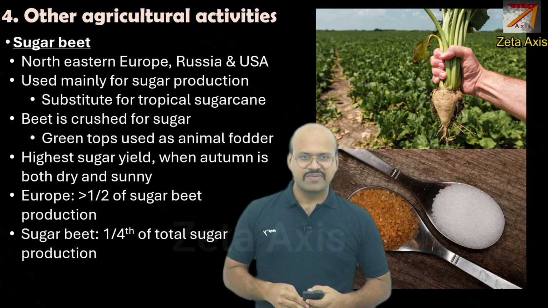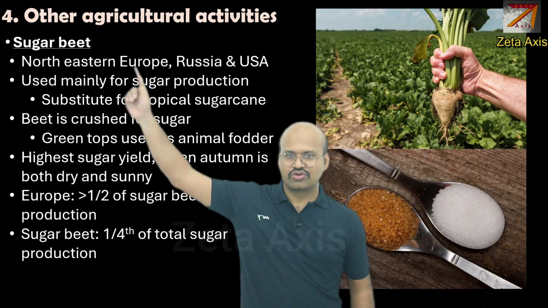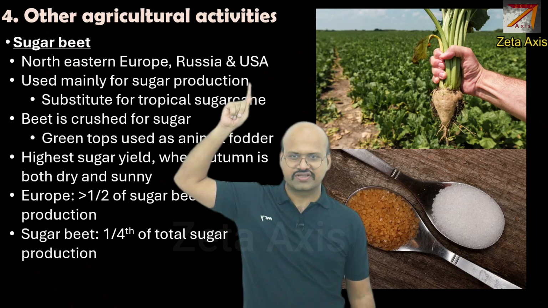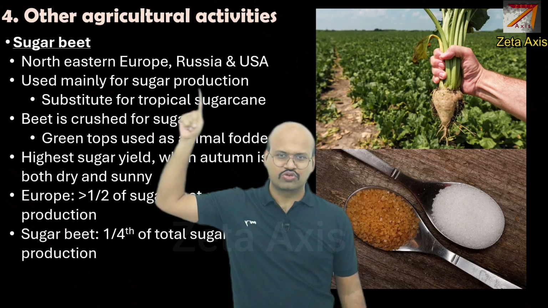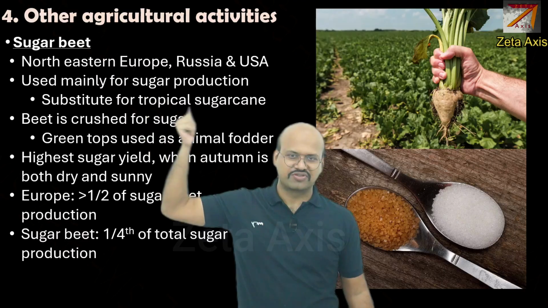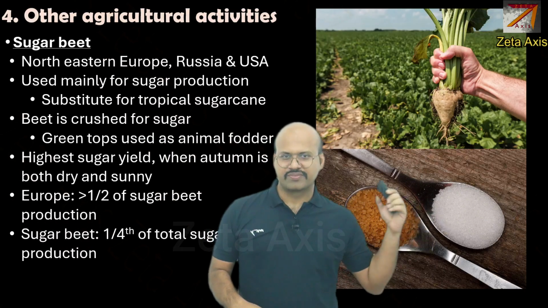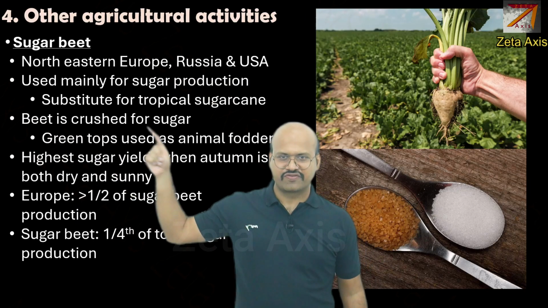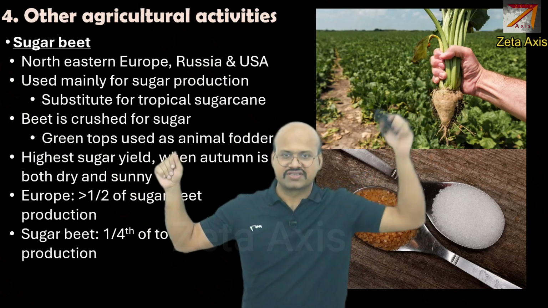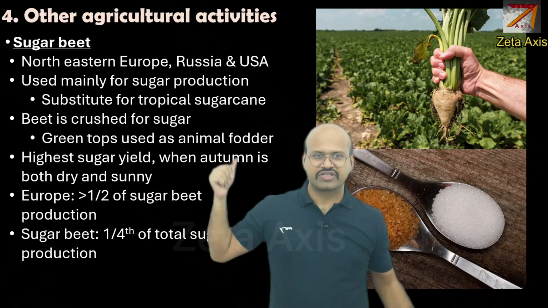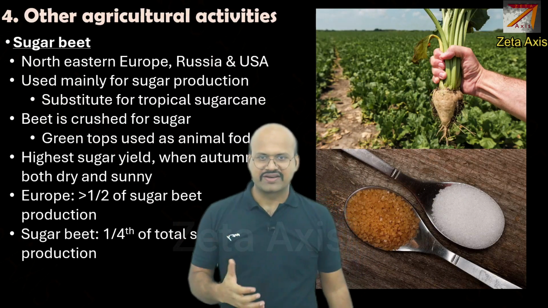Sugar beet is another important crop of this region. It is grown in northeastern Europe, Russia and USA. It is used mainly for sugar production. It is a substitute of tropical sugarcane. Beet is crushed for sugar, and the green tops are used as animal fodder. So this byproduct is also used for animal rearing.